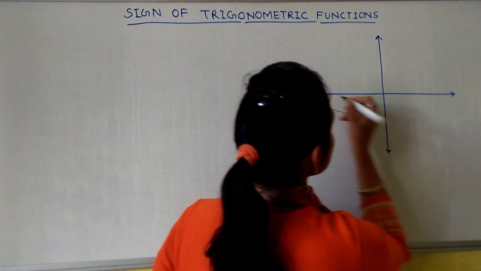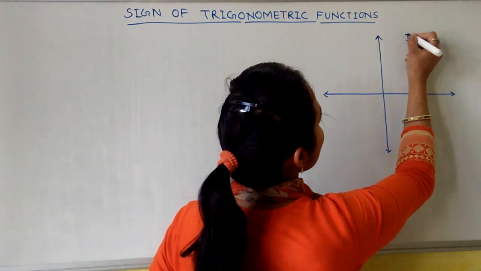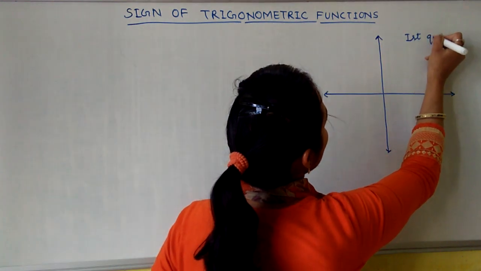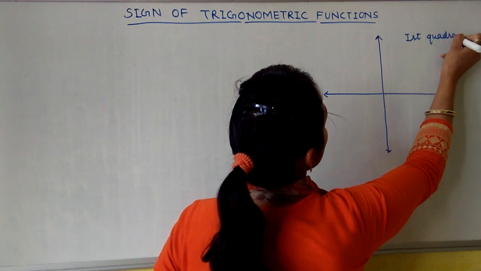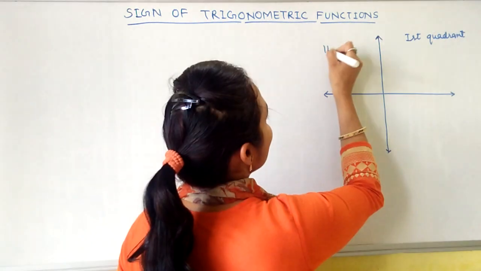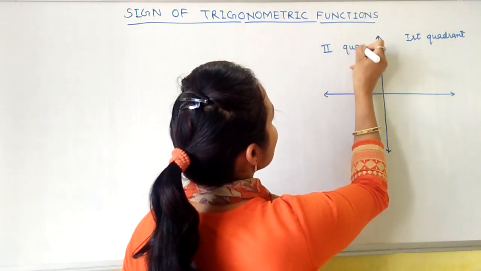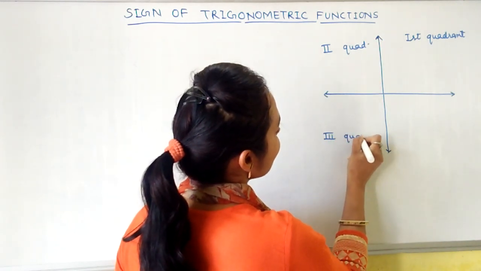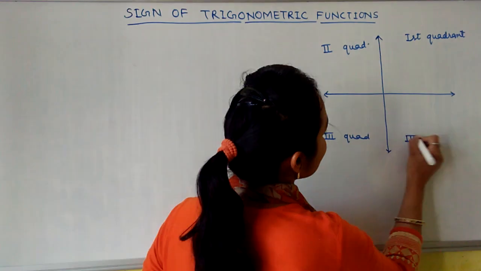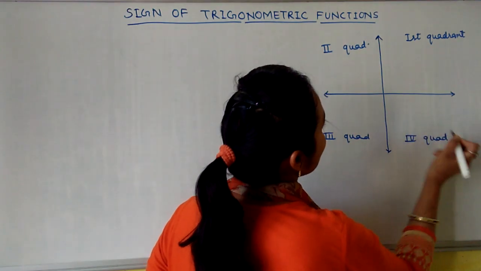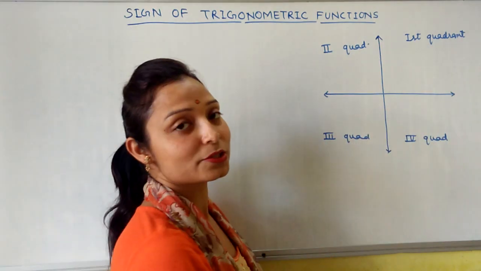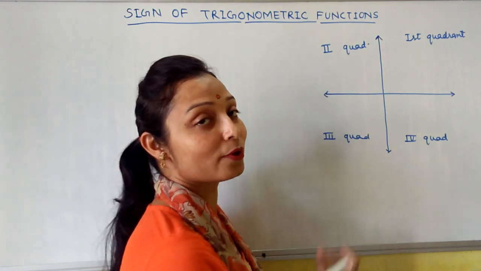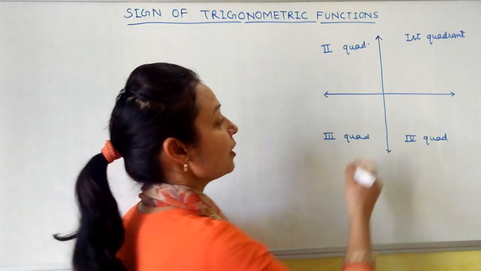There are 4 quadrants. First quadrant, this is known as the first quadrant. This is the second quadrant. This is the third quadrant. And this is the fourth quadrant. Okay, so there are 4 quadrants, you all know. In class 9th, you all have studied about this.